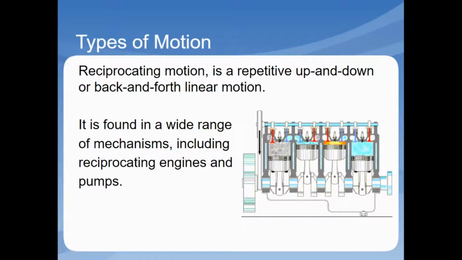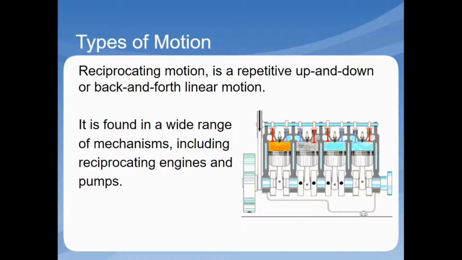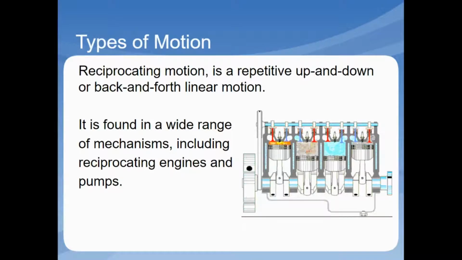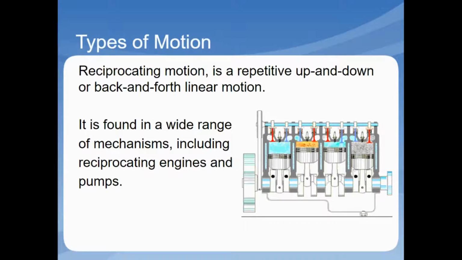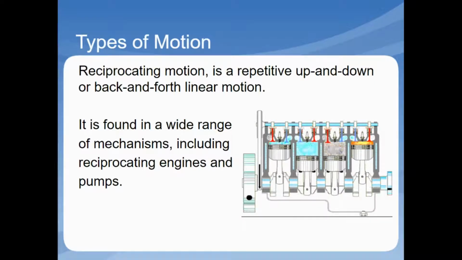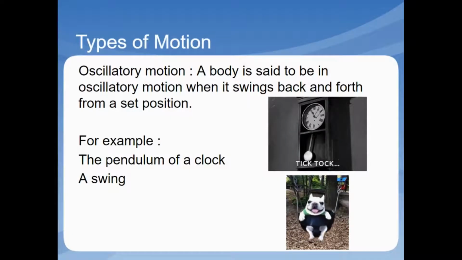Reciprocating motion is a repetitive up and down or back and forth linear motion. It's found in a wide range of mechanisms, including reciprocating engines and pumps, as we see here to our right. Oscillatory motion: a body is said to be in oscillatory motion when it swings back and forth from a set position. Some examples would be the pendulum of a clock or even a simple swing.